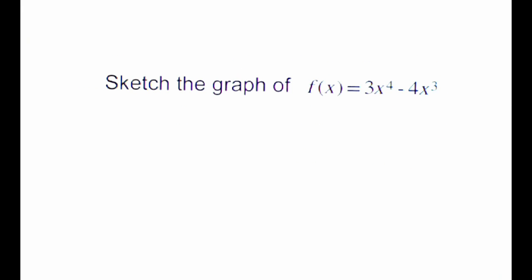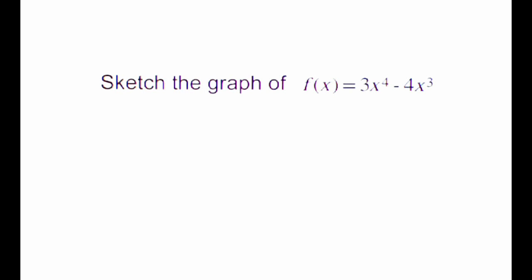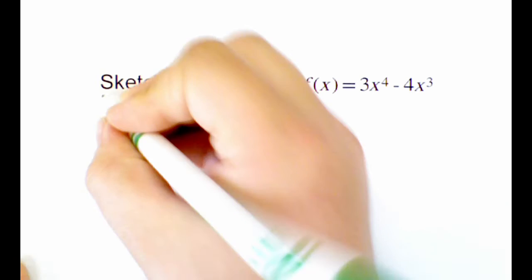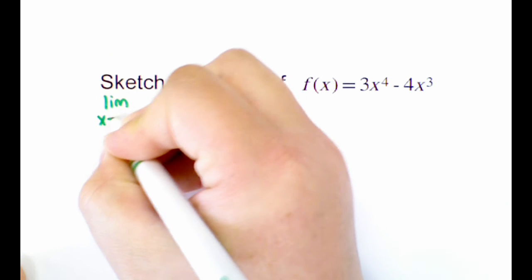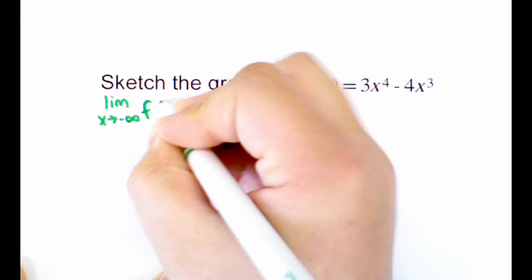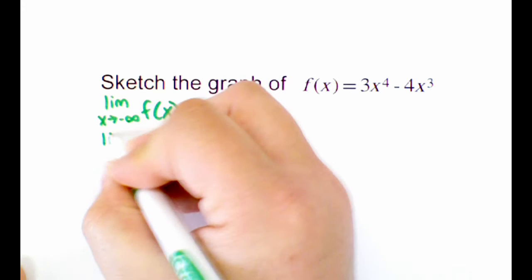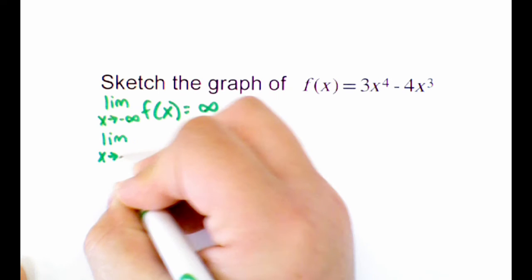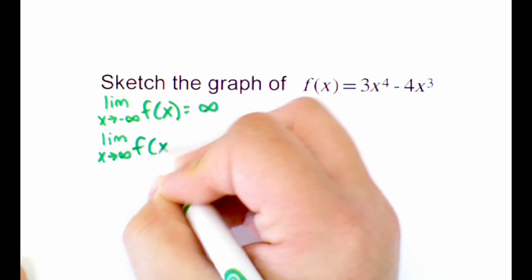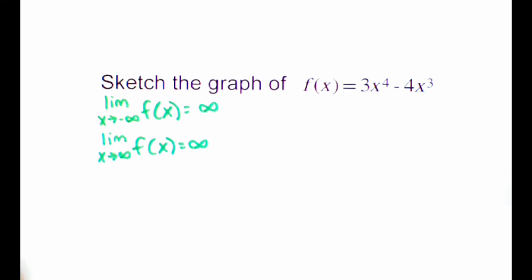And finally, we are going to talk about how to put all this together into sketching a graph. So let's start with our end behavior. Our degree is even. Our leading coefficient is positive. So the left side, the limit as x approaches negative infinity, goes up, so it's infinity. And the right side, since it's even degree, also goes up. There's our end behavior.